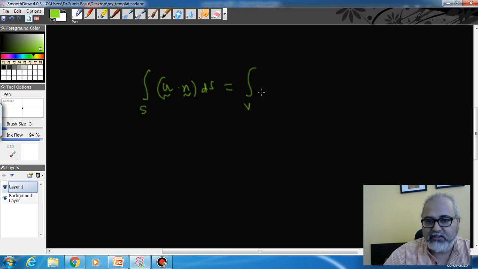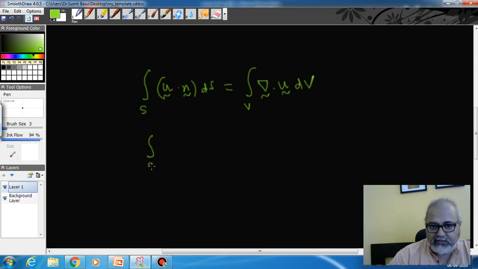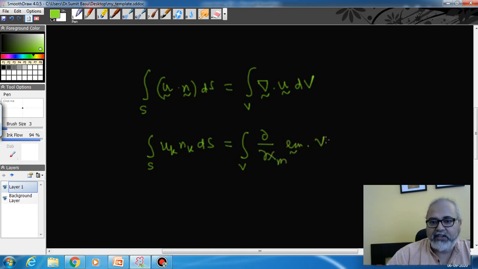So this is equal to the volume integral of the divergence of u. The way we can write it in indicial notation is component wise. This will be uk nk ds, which will be equal to the volume integral where divergence is del xm em dotted with, let's say, up ep dv.